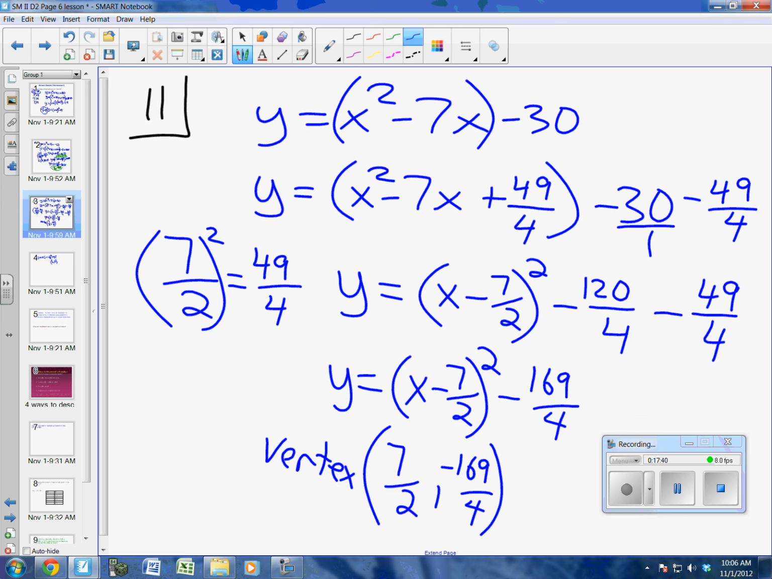Okay? I know these take a little bit more work when that number in the middle is odd, because you have these fractions or decimals. Those of you who have trouble with the fractions, use your calculator and do decimals. Got it? Okay, here we go.